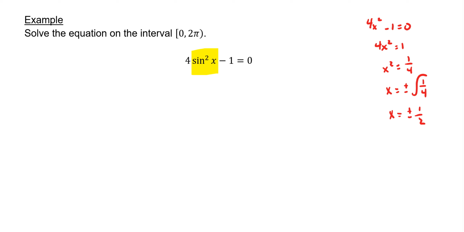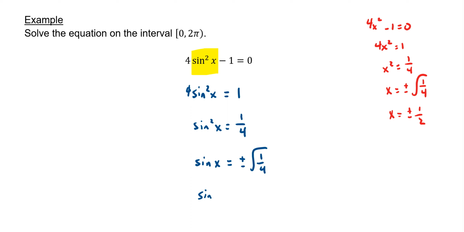So first, we're going to go ahead and add 1 to both sides. And then we're going to divide both sides by 4. And then we're going to square root both sides and get plus or minus the square root of 1/4, which is 1/2. So we end up getting sine of x equals plus or minus, so positive and negative 1/2. So notice that even though it looks a lot harder with the trig function in there, it's literally the same exact thing as we just did over here on the right.